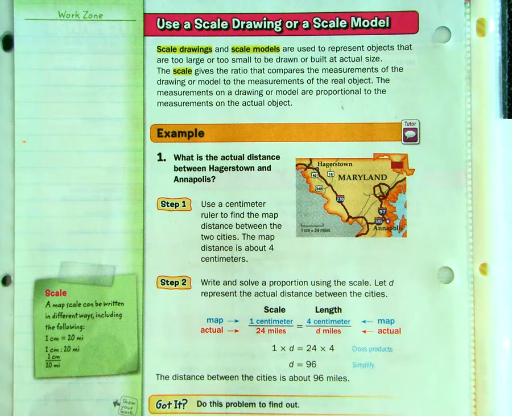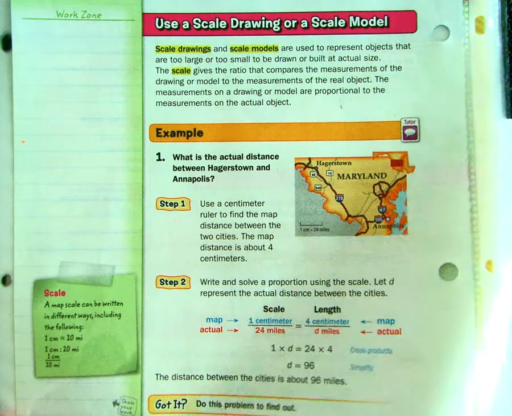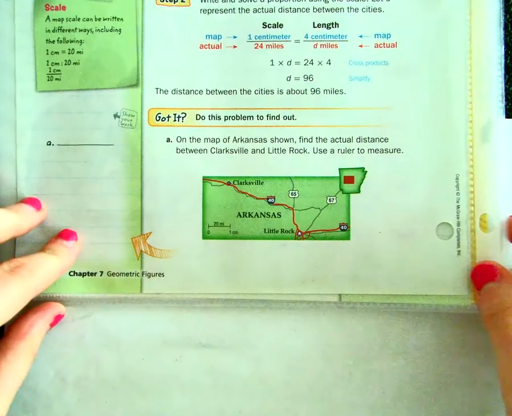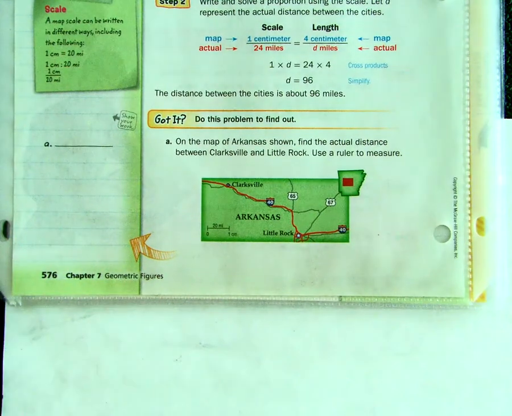Okay? So if we're given a map or a scale drawing, we can figure out how big it is in real life or how far it is in real life. If we look at letter A, on a map of Arkansas shown, find the actual distance between Clarksville and Little Rock. Use a ruler to measure. The first thing we do when we're trying to figure out how far it really is, we always need to start with our scale.